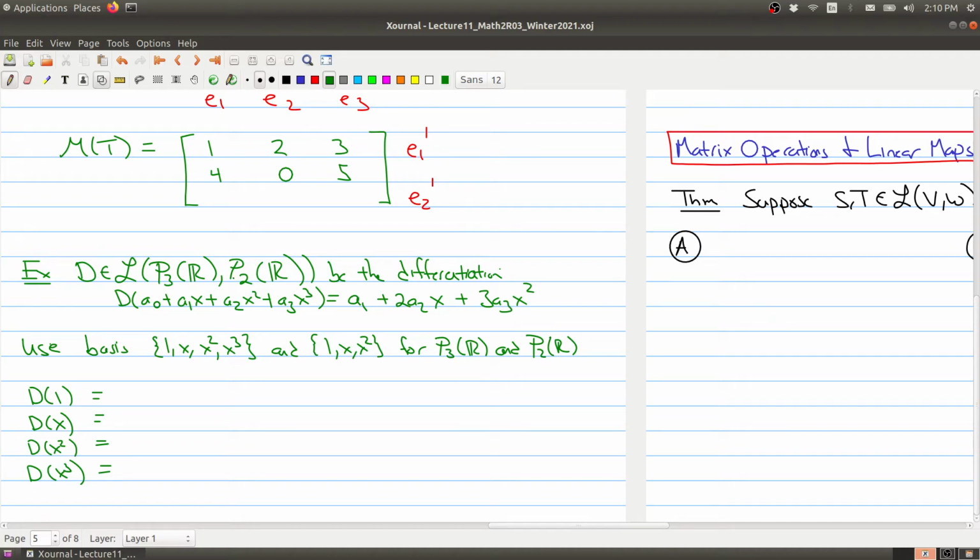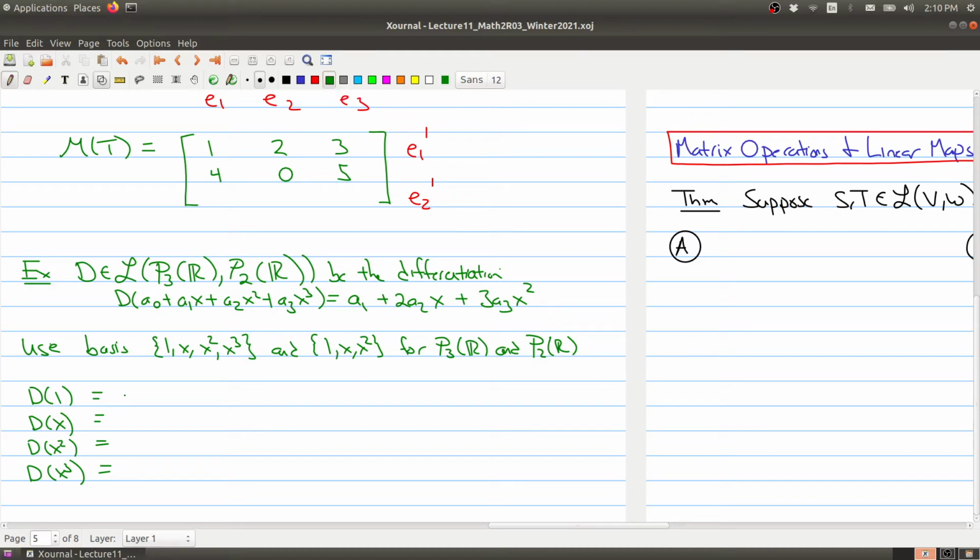Now, both of these vector spaces have bases. So the basis for P3(R) is 1, x, x squared, and x cubed. And the basis for P2(R) is 1, x, x squared. So what I need to do is take each of these basis elements here and take the derivative and then write it in terms of the second basis. So let's do the calculus part first.